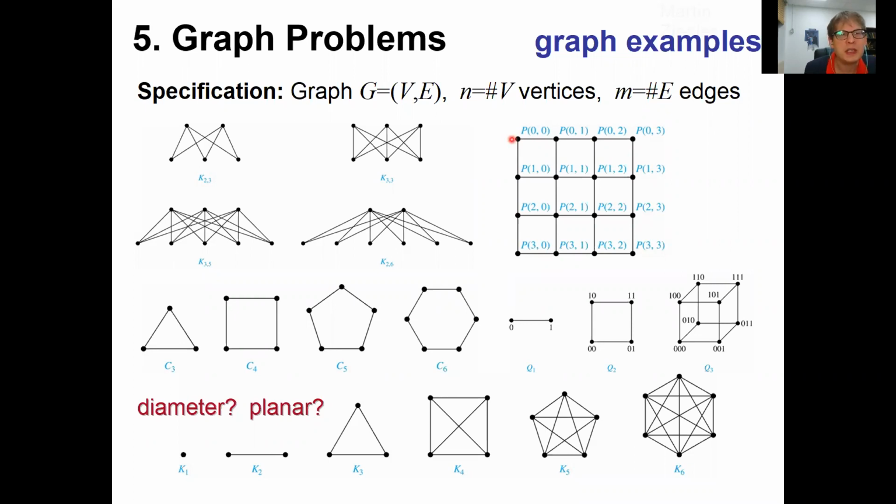What properties of a graph are we interested in? Diameter. Well, let's first talk about the distance between two vertices. Let's suppose we have a connected graph. That means there is a path between any two vertices. The length of the shortest path is called the distance between the two vertices.